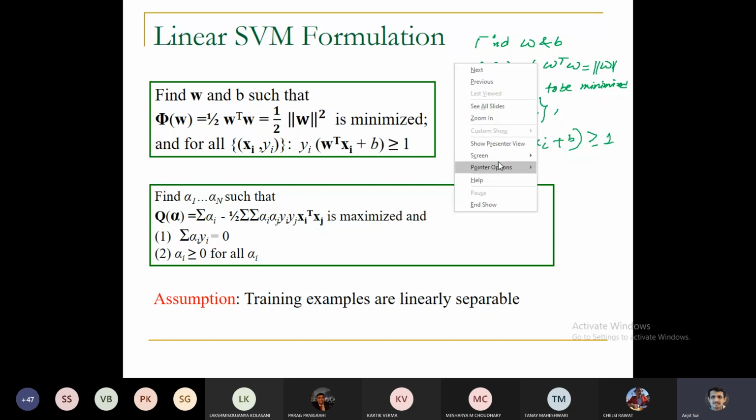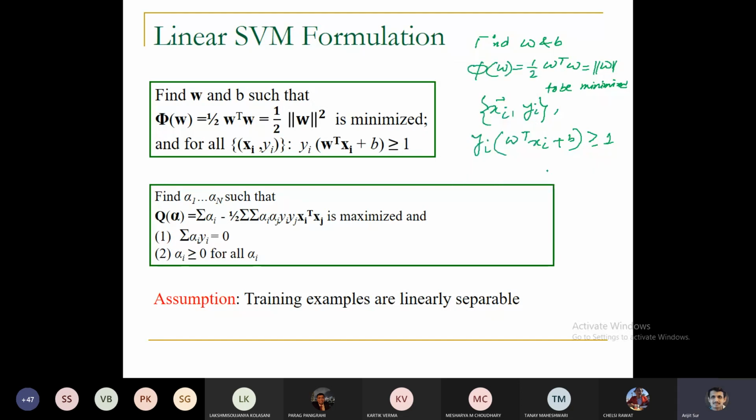And for this particular thing, what we have actually formulated is a Lagrangian dual formulation, and we formulate this particular problem in this form, for alpha 1, alpha 2, alpha n. These are the Lagrange multipliers. So Q of alpha is equal to summation of alpha i minus half of double summation alpha i, alpha j, yi, yj, and these two vectors xi transpose xj, and it should be maximized. The same thing, this is a constrained problem, and there is another thing: summation alpha i yi is equal to 0, and alpha i greater than or equal to 0 for all i. So these are the two constraints.